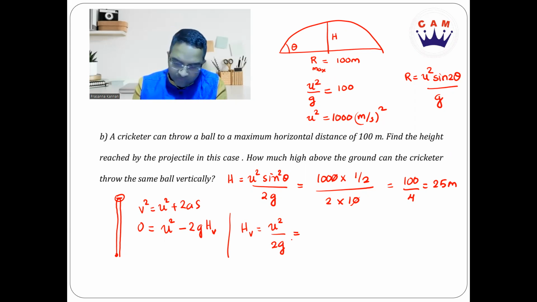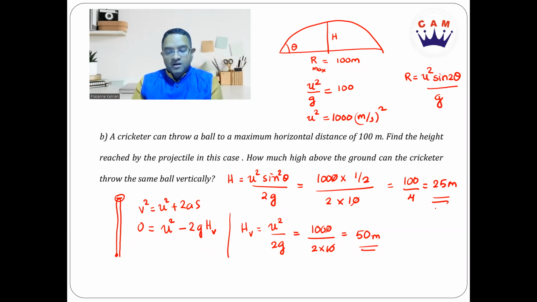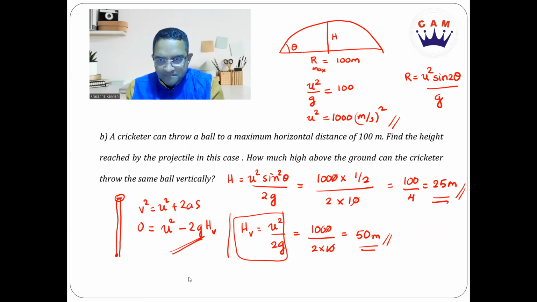So that's 1000 divided by 2 multiplied by 10. So 1000 by 20, that's going to be 50 meters. Absolutely. For getting your U square, half a mark; for getting your H, 1 mark; and for getting your HV, half a mark. This is expected to be remembered, you don't need to do this derivation. Clear? So put together, the sum carries 5 marks. Is this clear, students?